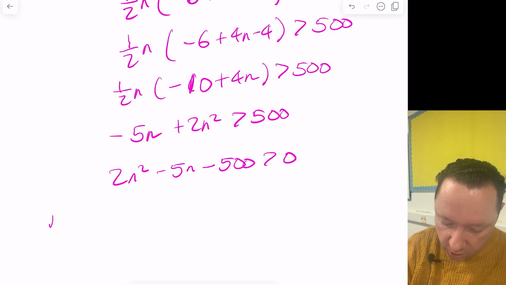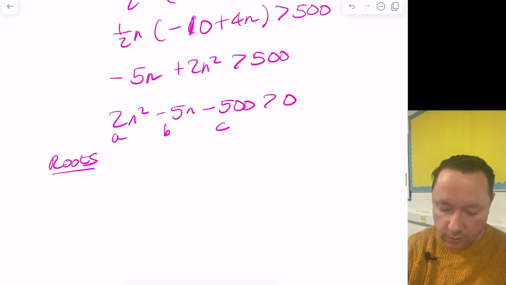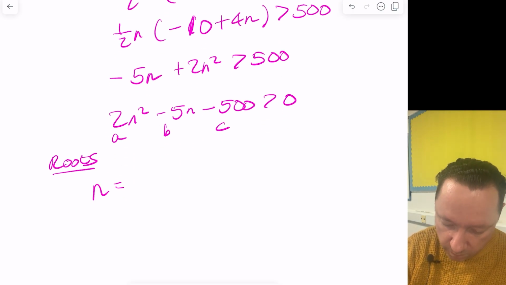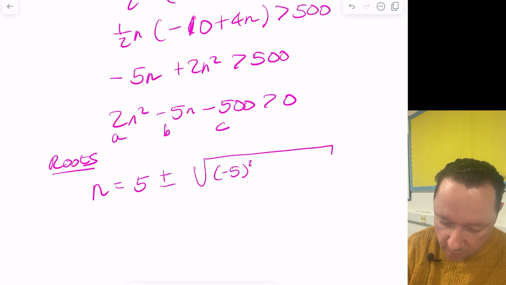So we can examine the roots. Now that won't factorise, so there's a, there's b, and there's c. And we'll use the quadratic formula. So x, or in this case n, equals minus b plus or minus the square root of b squared minus 4ac, over 2a.